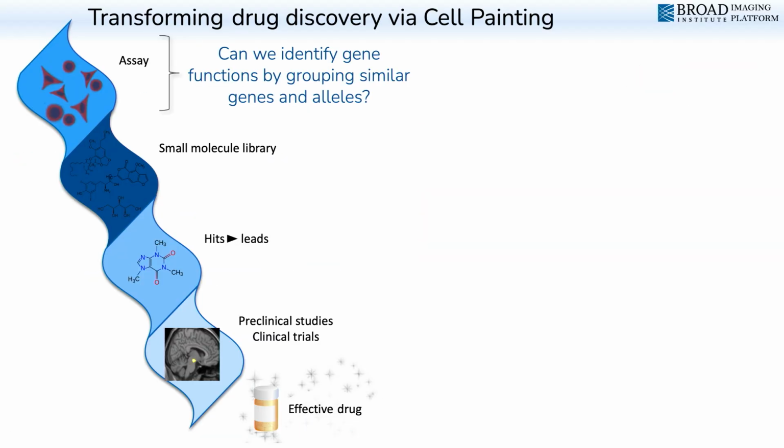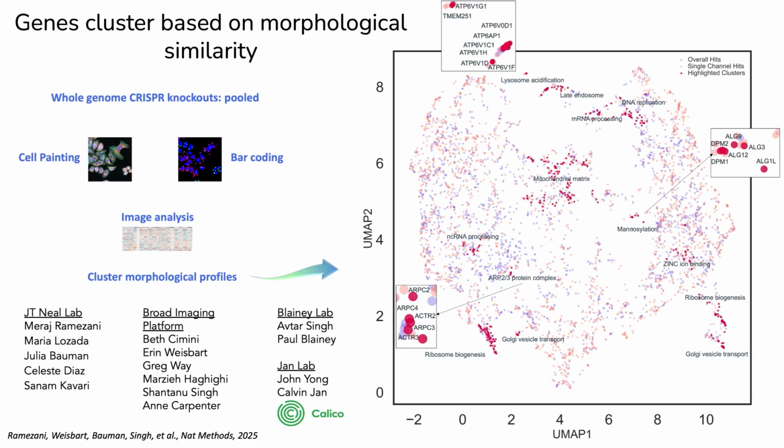Another question we could ask is, can we identify gene function by grouping similar genes and alleles? Genes do different things, and we don't actually know. We probably know the answer for about a third or so of the genome, perhaps less. But for the rest of them, we really have either a fuzzy clue or no clue.